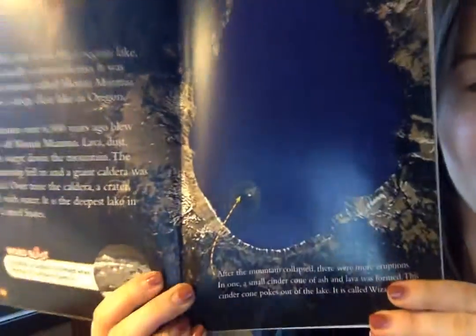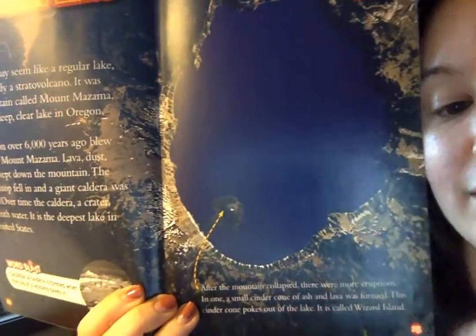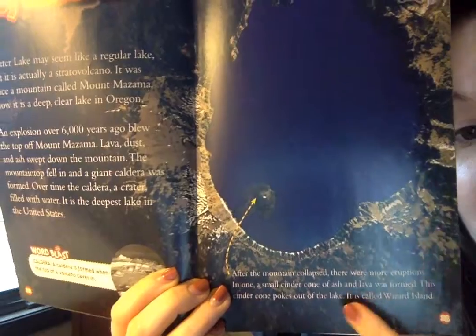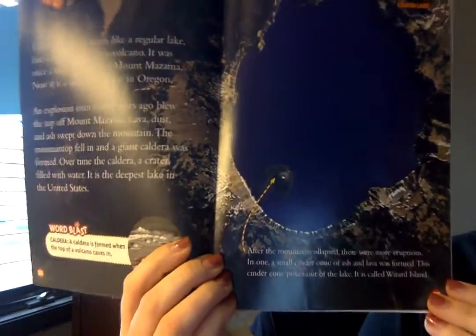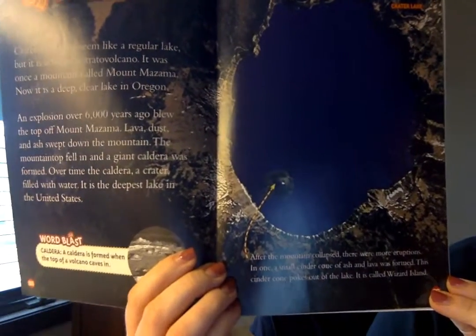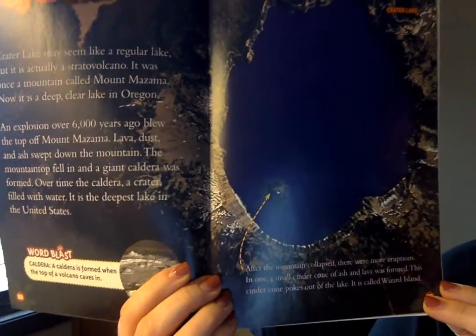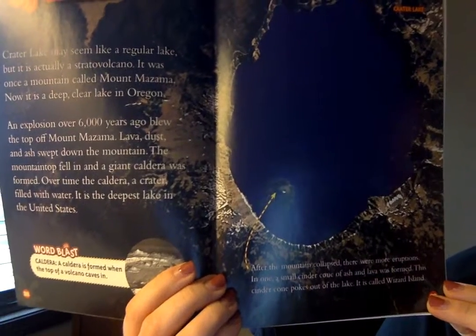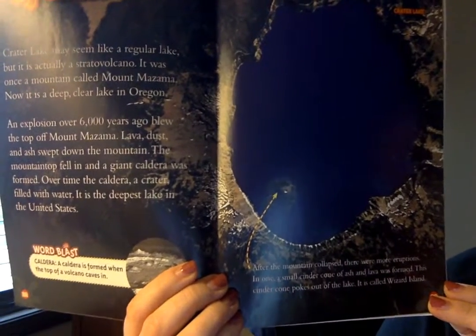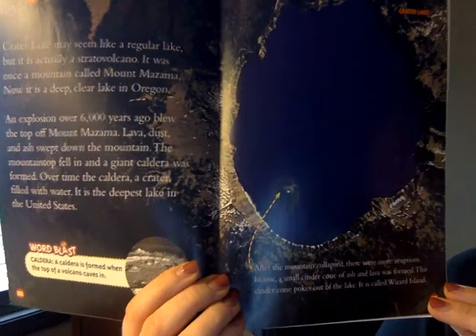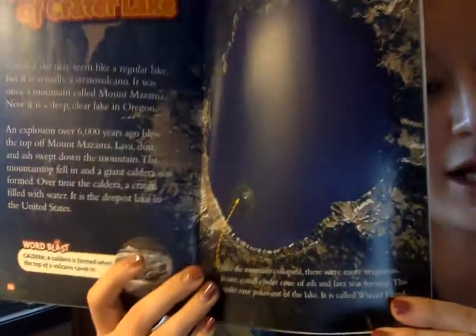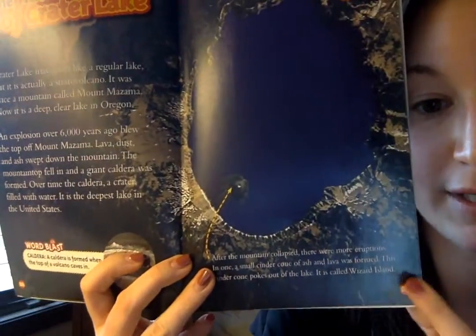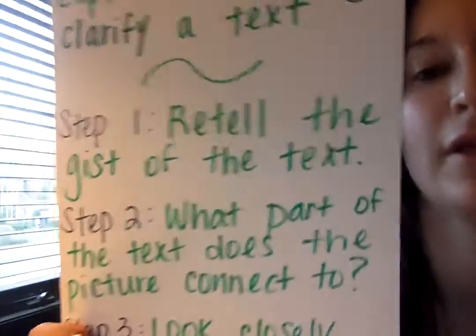And remember, the question is, what detail can we find in the picture that is not in the words? So I'm going to quickly read this little bottom section here. It says, after the mountain collapsed, there were more eruptions. In one, a small cinder cone of ash and lava was formed. This cinder cone pokes out of the lake. It is called Wizard Island. So as we can tell from this caption, we're learning exactly what Wizard Island is. So let's start following our steps.